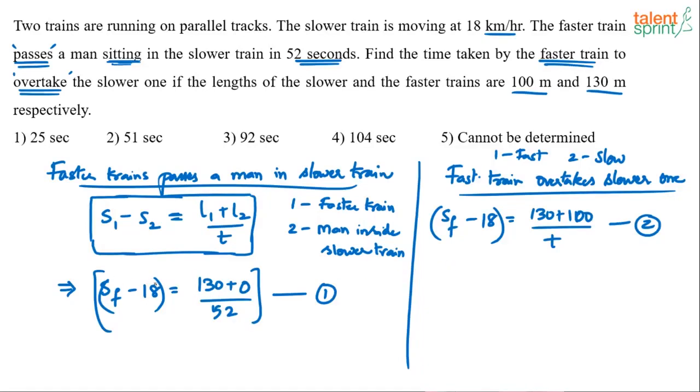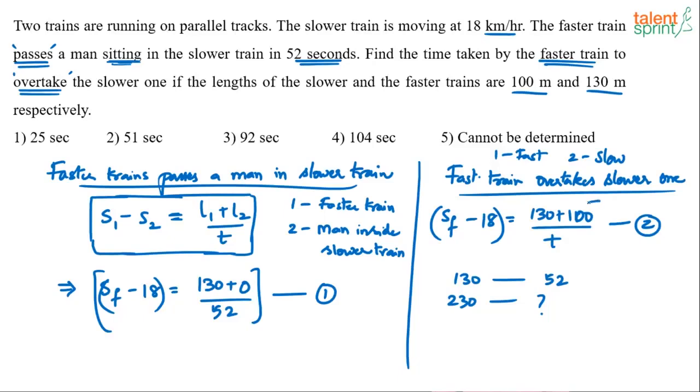Or in other words, I can say to cover 130 meters, at this speed, we take 52 seconds. To cover 230 meters, 130 plus 100 is 230, right? To cover 230 meters, how many seconds will you take? Cross multiply and you'll get the answer. Are you getting the point? To cover 130 meters, forget about the relative speed and all that.